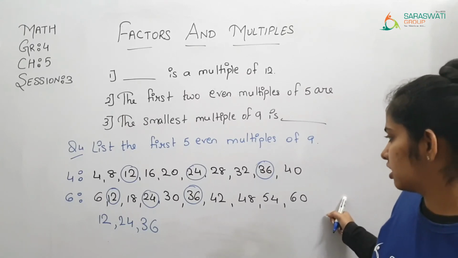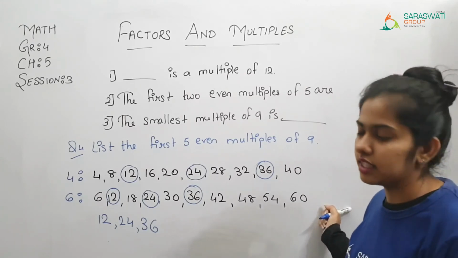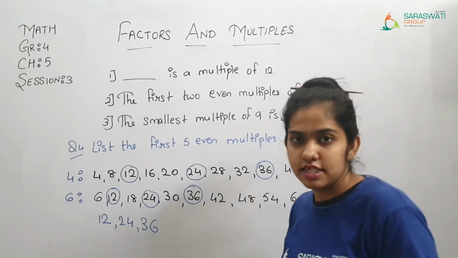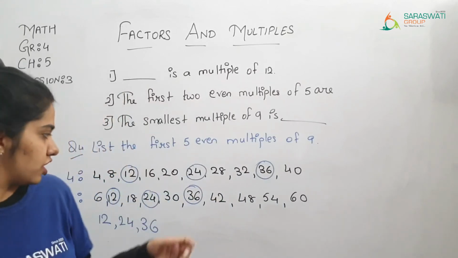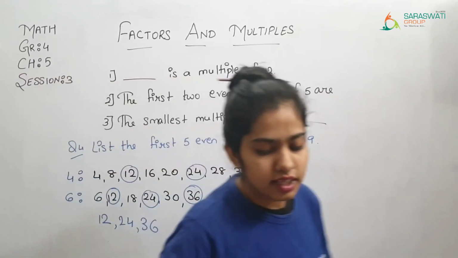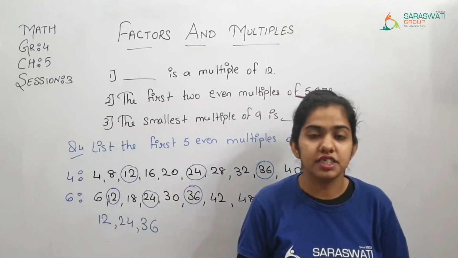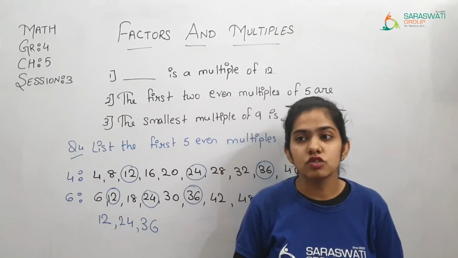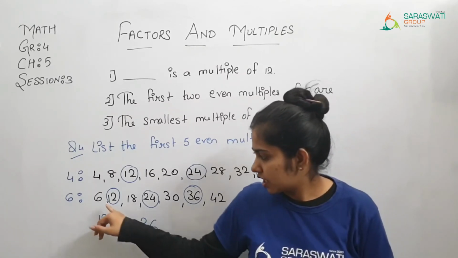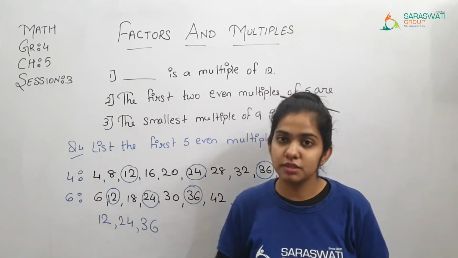12, 24 and 36. These are the common multiples of 4 and 6. In the same way, find the smallest common multiple of 4 and 6. So that is 12, because 12 is the smallest common multiple.